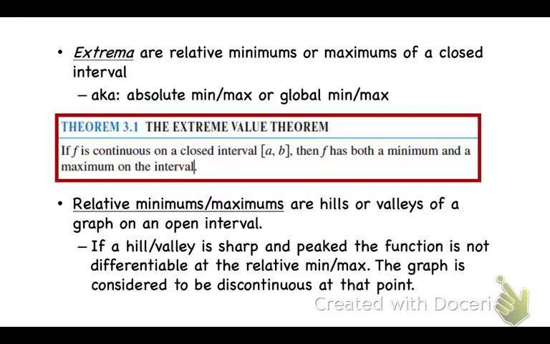And I would assume that you knew that relative minimaxes are hills or valleys of a graph on an open interval. If a hill or valley is a sharp peak of the function, if it is sharp or peaked, the function is not differentiable at that relative min-max, and the graph is considered to be discontinuous at that point.